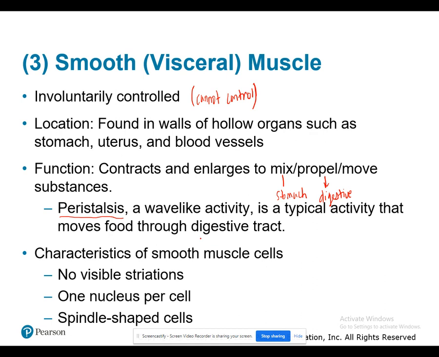Now, some characteristics of smooth muscle: one easy difference is the reason they get their name smooth is because there are no striations, or there are no stripes. They are similar to cardiac muscle because something it has in common is that it has one nucleus. And then they are described as spindle-shaped cells.